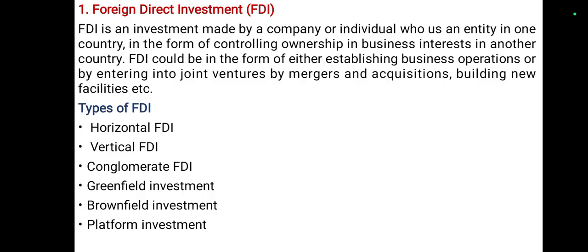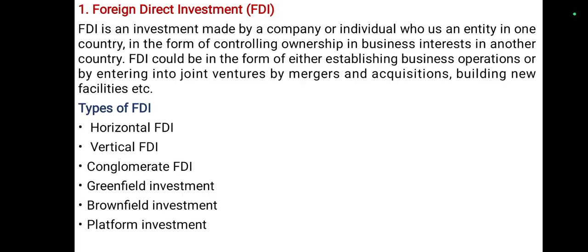First is horizontal foreign direct investment. The company invests in the same type of business operation in the foreign country. Take for example, a US based car manufacturer opens a car manufacturing plant in India. Horizontal is when we are investing in the same business operations. No other changes will happen. We are investing in the same sector. The company invests in the same type of business operation in the foreign country as it operates in the home country. Both are manufacturing units.